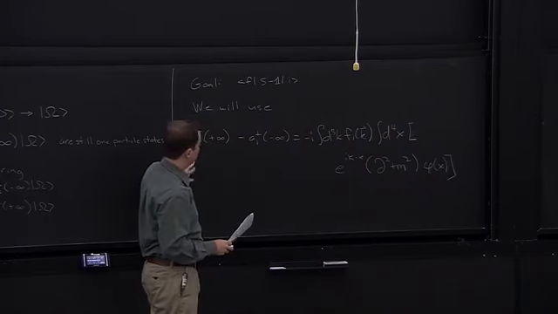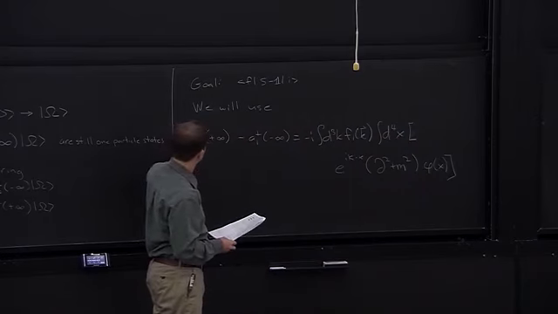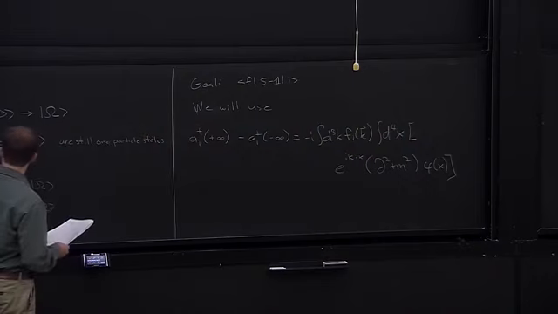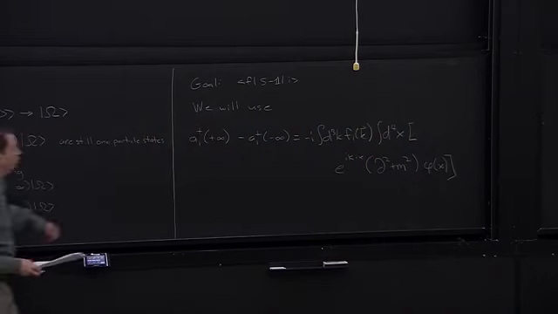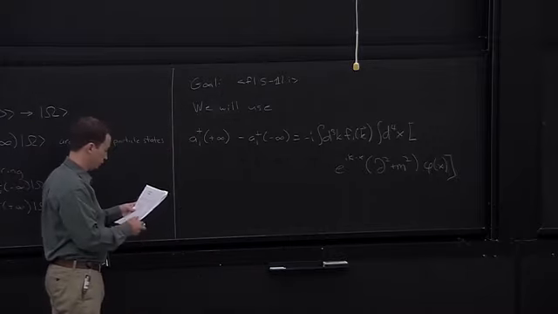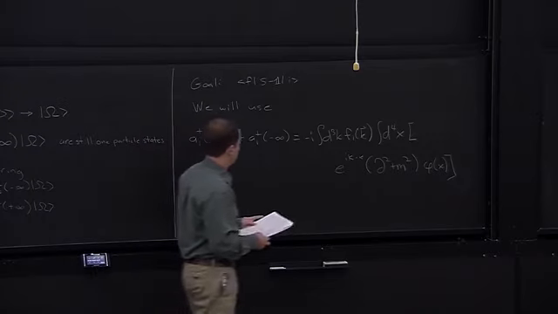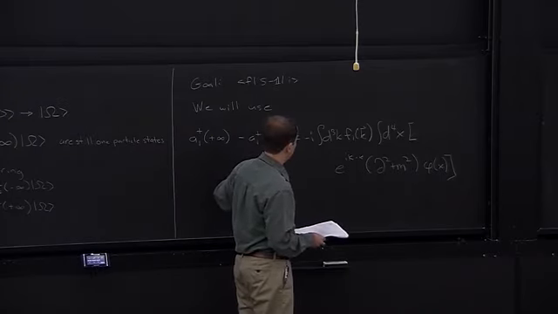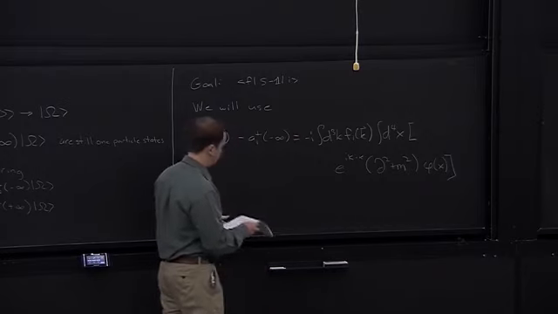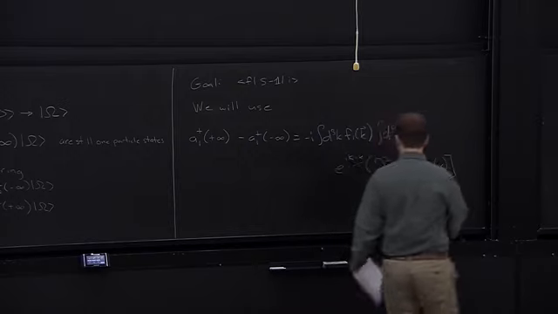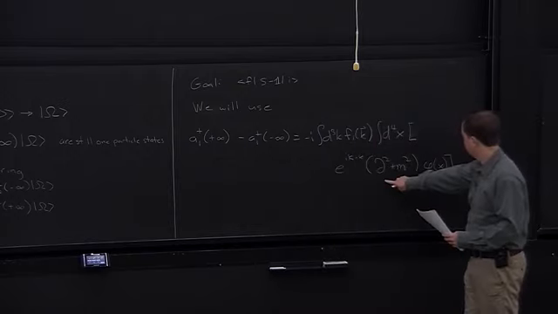So this will be the key identity we'll use to relate the scattering amplitude to the time-ordered products of fields. Before we demonstrate why this is true, let's just look at this formula and see what it means.